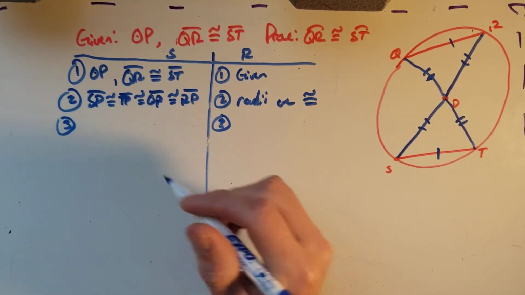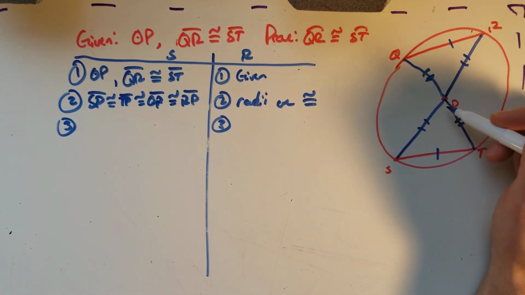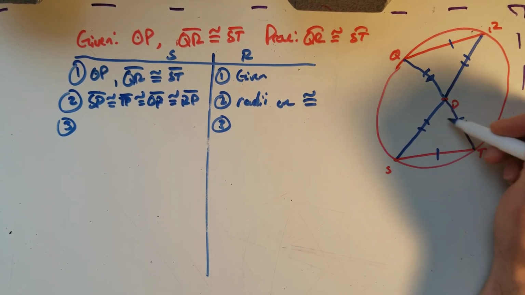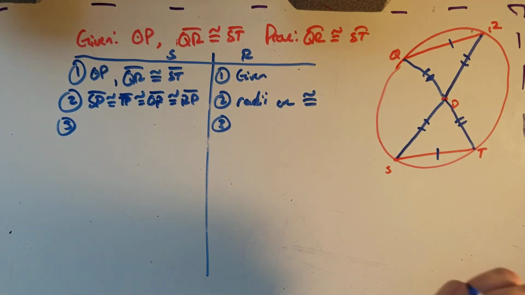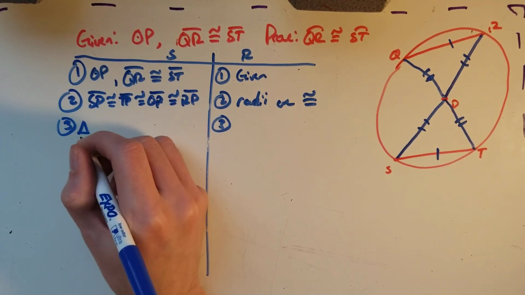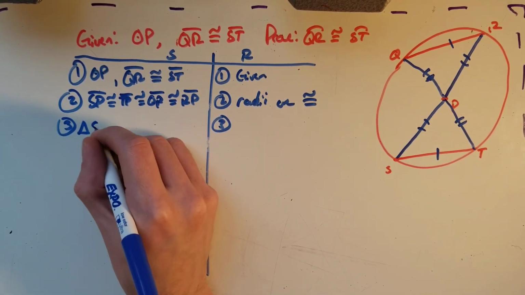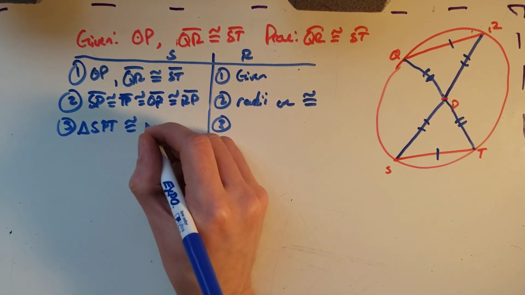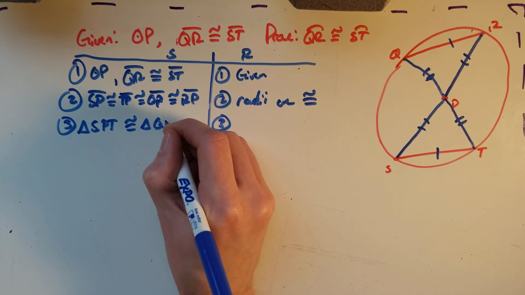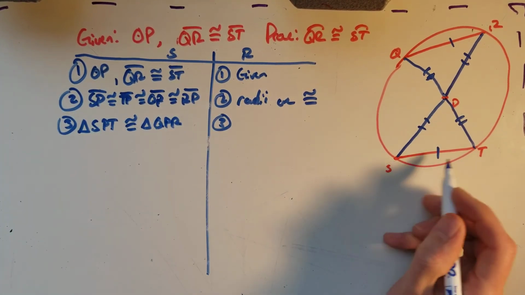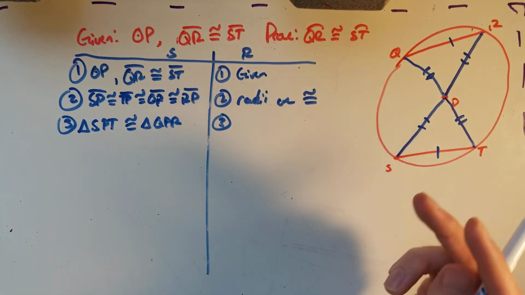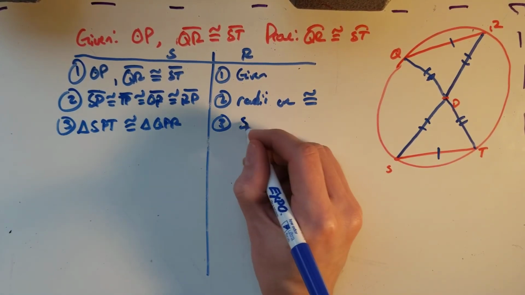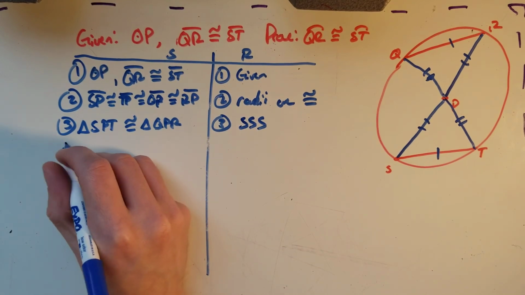Alright, so next, if we look at what we've created here, clearly we have three pairs of congruent sides, so we should be able to tell that we have two congruent triangles. Triangle STP corresponds with triangle QPR. The S and the T and the Q and the R, since it's isosceles, could have been switched, but the P needs to correspond with the P here. And we know this because of side, side, side.